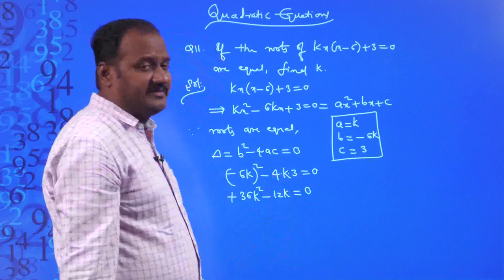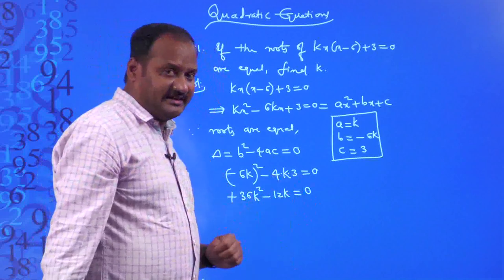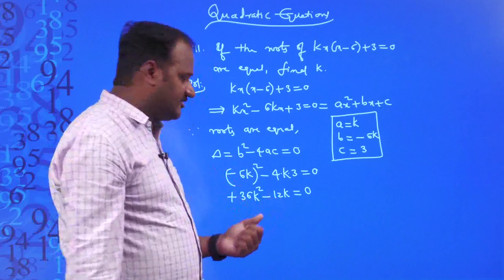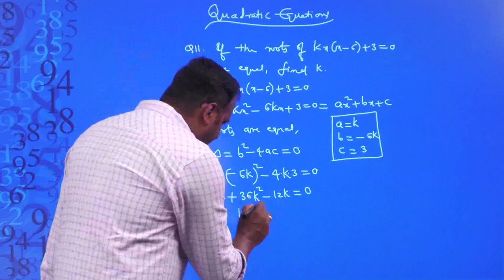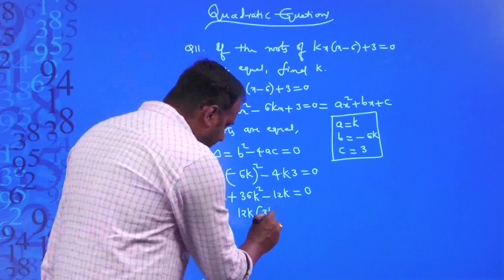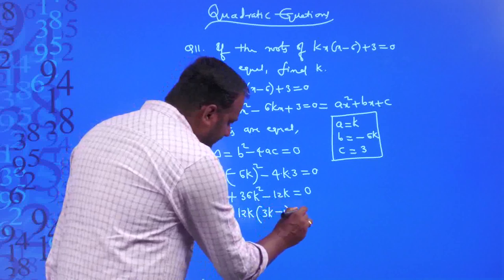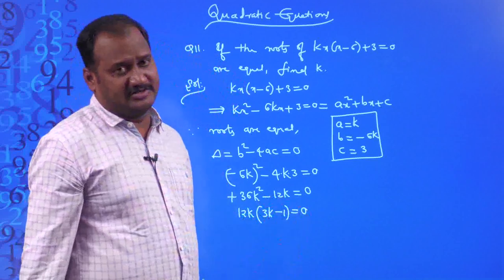See, how much can be taken common from 36 and 12? 12 threes are 36, so 12 can be taken common. In k square and k, obviously k is common. So totally 12k can be taken common. Remaining: 12 threes are 36, k into k is k square, minus 12 ones are 12, is equal to 0. So 12k into 3k minus 1 is equal to 0.